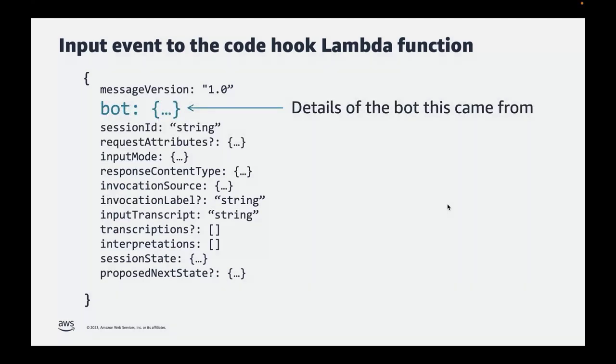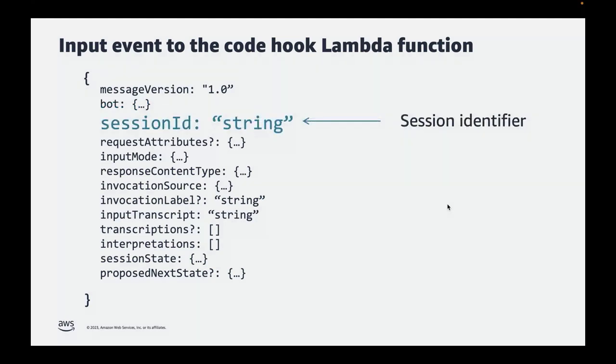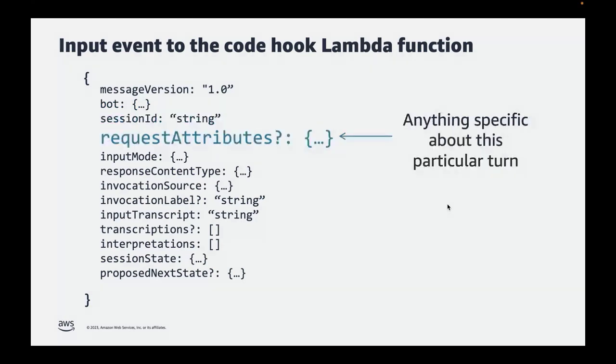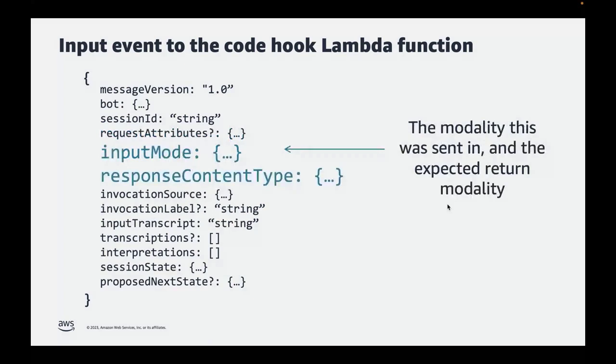The very first one here I'm going to call out is the bot. So this is details of the bot that it came from. So for instance, the name, the version, the alias. Remember, you can use that same Lambda for as many aliases or as many bots as you like. So knowing that can be useful even for tracking and troubleshooting later on. The next is the session ID, so that you know what conversation this is part of. The request attributes give details for that specific request. So for instance, you'll see when a request comes in from Amazon Connect, in the request attributes, you will see details identifying it as coming from Connect.